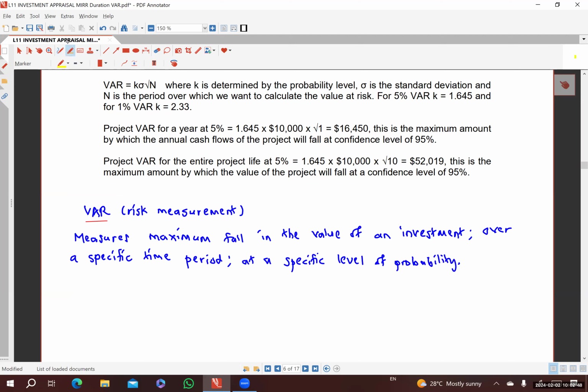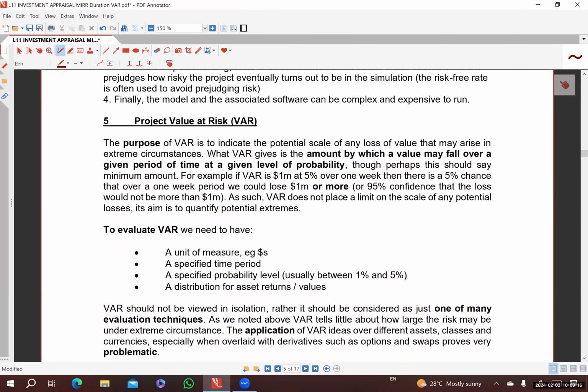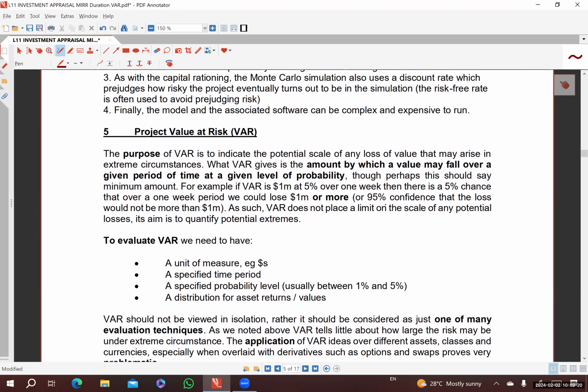Now, two key points to be used when we assess value at risk of an investment. It must be over a specific time period and a specific level of probability. This level of probability follows statistical tests. This statistical technique uses the normal distribution. VAR is based on the normal distribution. So we use a confidence level.